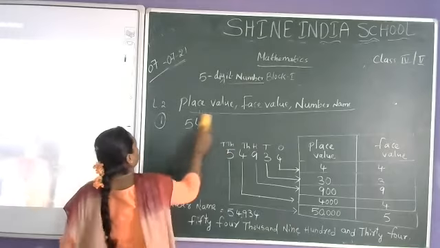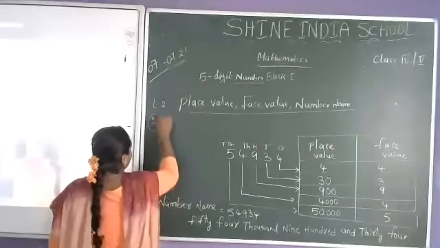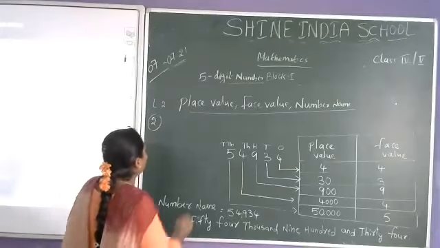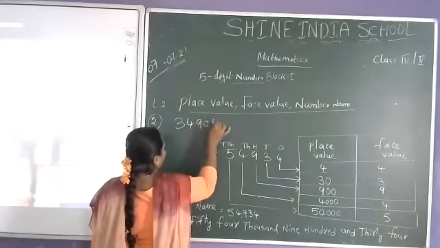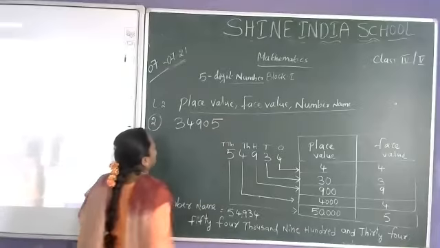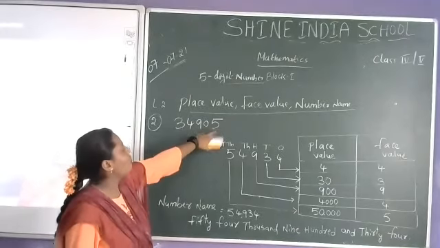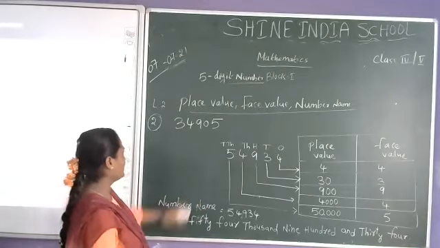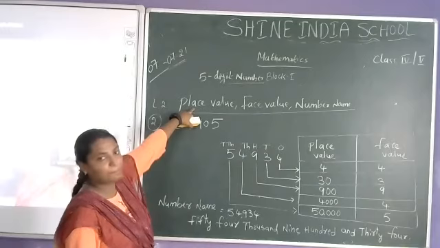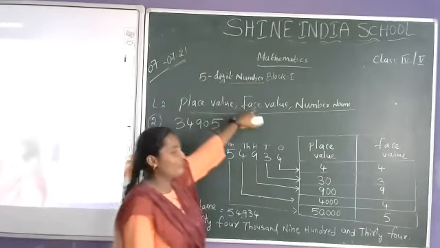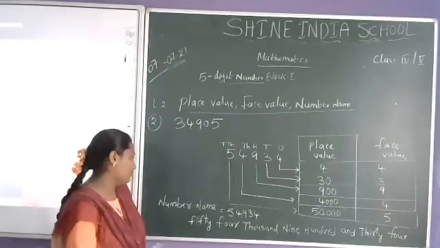Second question. 3, 4, 9, 0, 5. A 5 digit number with 0 and 4. Further, you should write place value, face value, and number name.